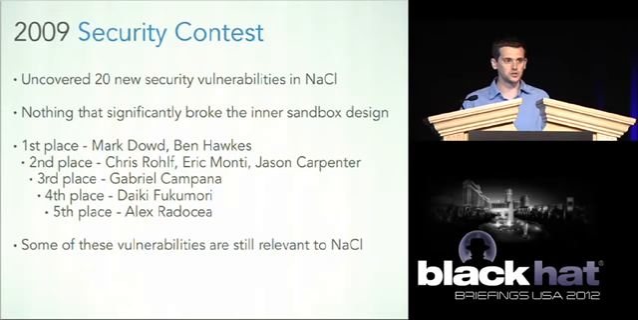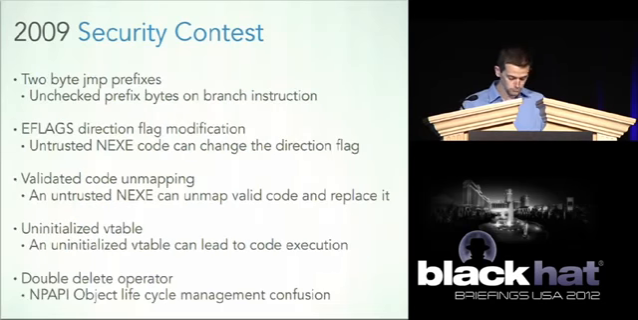Some of these vulnerabilities don't really matter anymore, right? Because the architecture's changed so much since 2009. But some of them are still relevant to Native Client, and we can learn something from them. Some of my favorite ones was the eFlags direction flag modification. On 32-bit Intel, you have this status register called eFlags, and there's a bit in there that's the direction flag, which is going to determine which way in memory data is written. And untrusted code could flip that bit and then call a NACL syscall and just automatically trigger a buffer overflow. That was a really cool vulnerability.